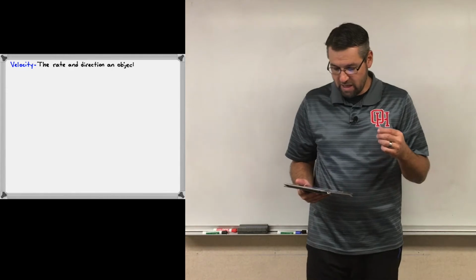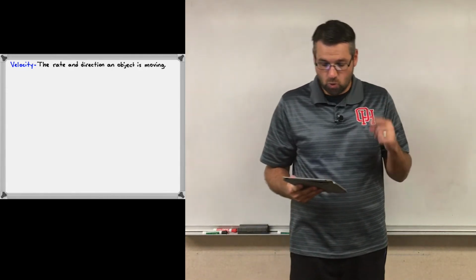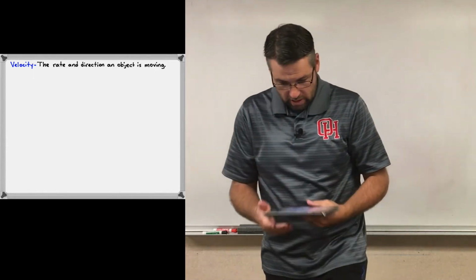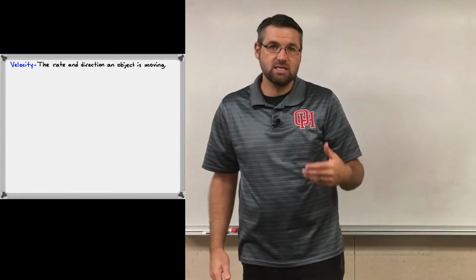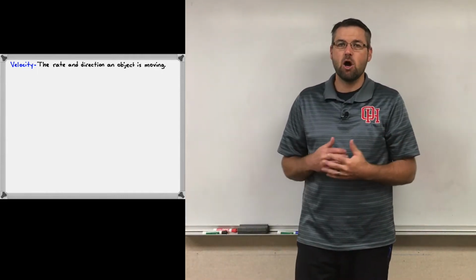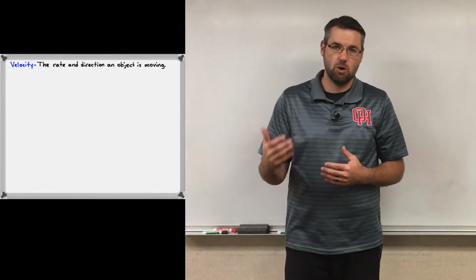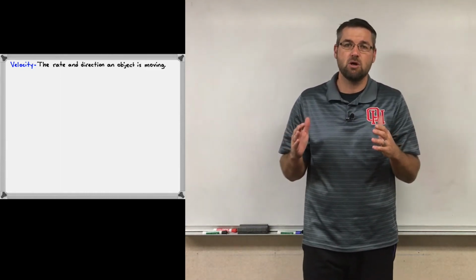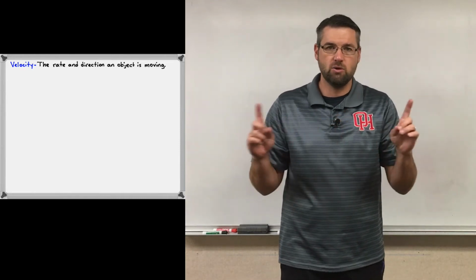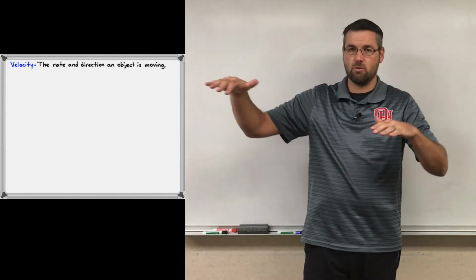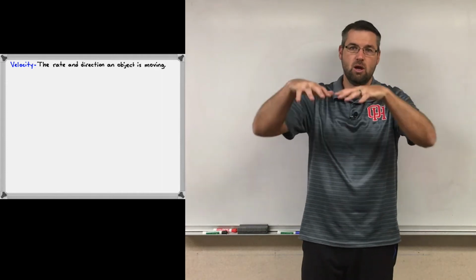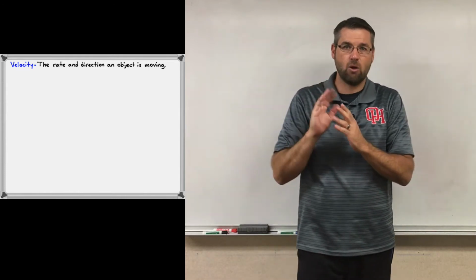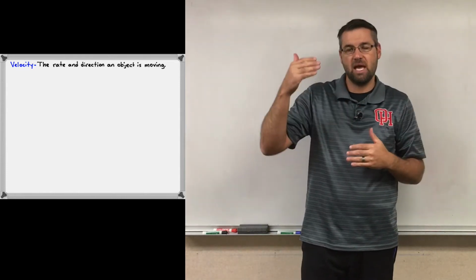First of all, the definition of velocity is the rate and the direction an object is moving. Like I have previously said, velocity is how fast something's moving, but it's also telling us which direction it's going. Within our scope, we're going to really just focus on one direction or the other. We're not going to be living in the realm of three-dimensional movement. We're going to be moving forward and back, or left and right, or up and down.